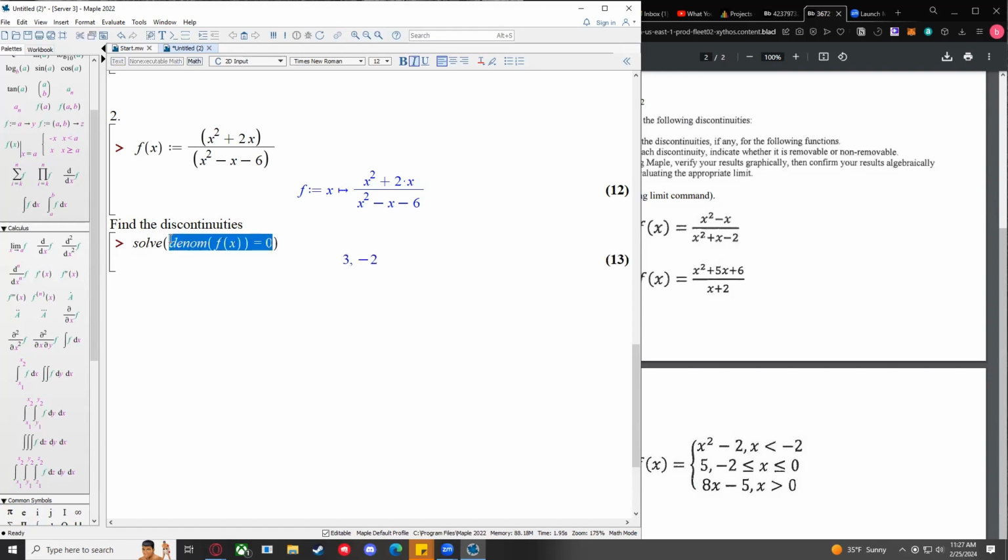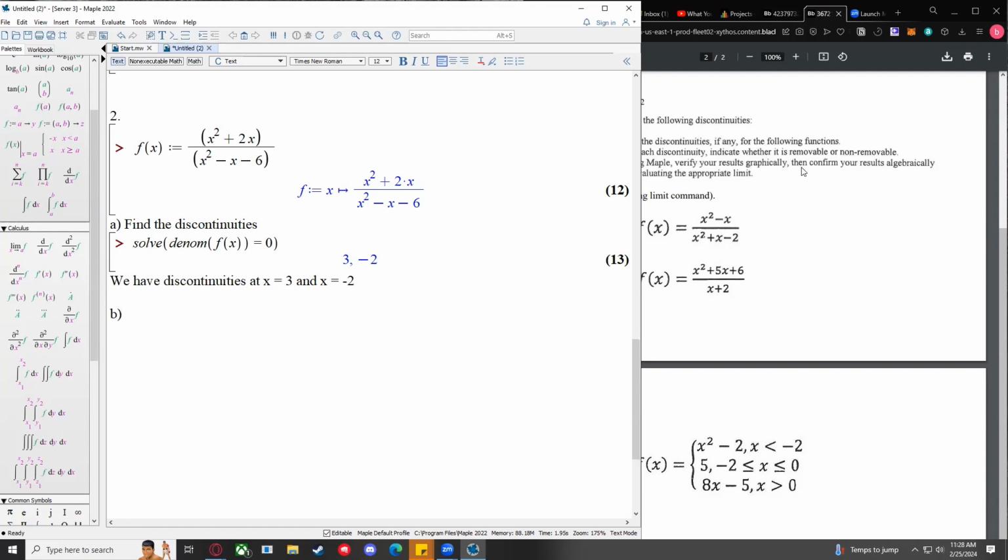So here we're solving when the denominator of x equals 0. And we see that we get two solutions, 3 and -2. So we can say we have discontinuities at x equals 3 and x equals -2. And that's essentially our part A here. Any questions on this part A? All right. Yeah, it should be similar to the one that we did before.